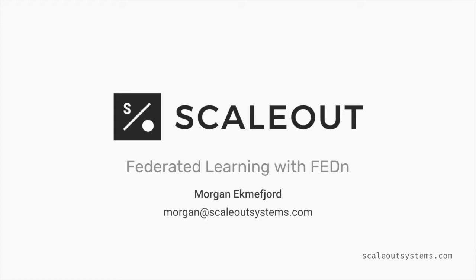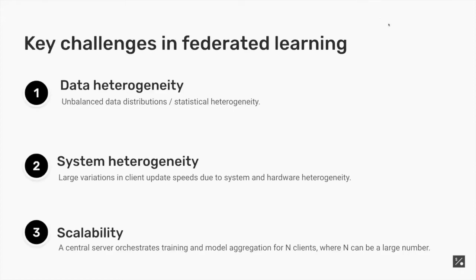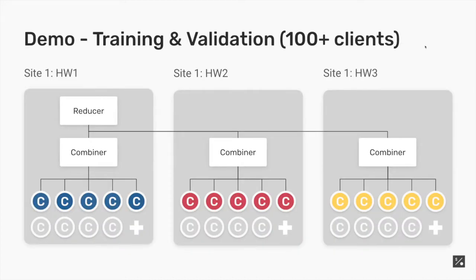This demo runs on real separated hardware and it will address the three main challenges in federated learning: data heterogeneity, system heterogeneity, and scalability. FEDn consists of a scalable and flexible architecture with three main components. We have the reducer, the combiner, and the clients.